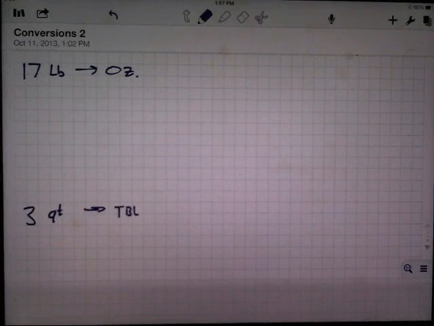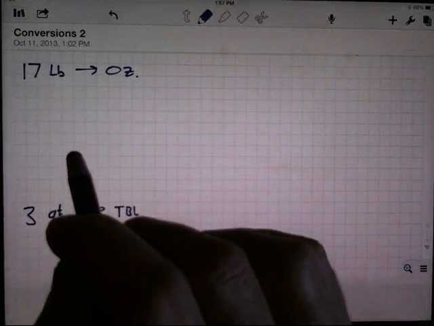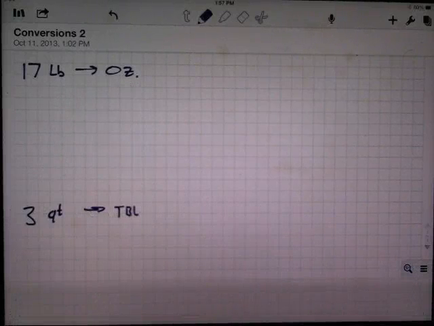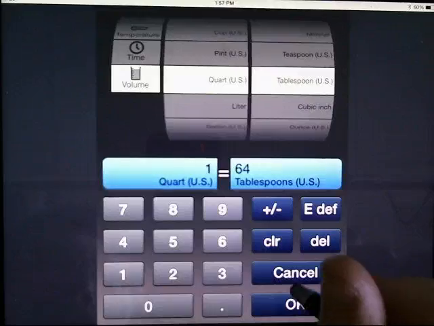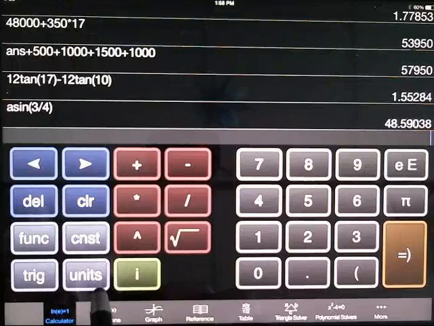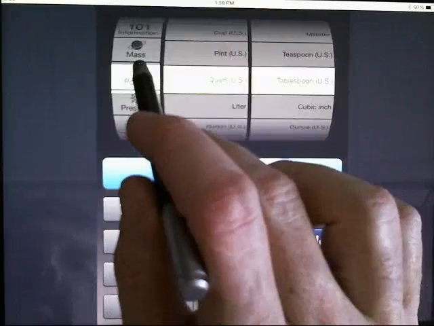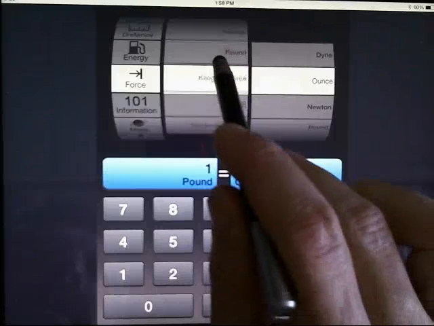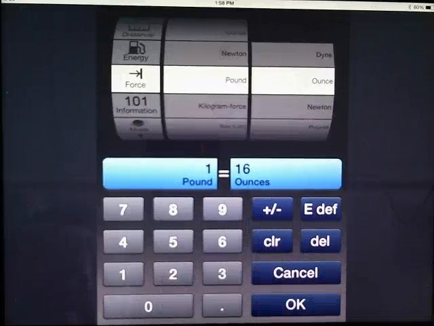For instance, if I want to convert pounds to ounces, I've got 17 pounds, how many ounces is that? Well, I need to know the exchange rate, how many ounces in a pound. I happen to have a calculator app here, and it has this one button, units. If I click on units, I can do all different kinds of things. Pounds is force, and the last one I did is ounces. There's 1 pound is worth 16 ounces.